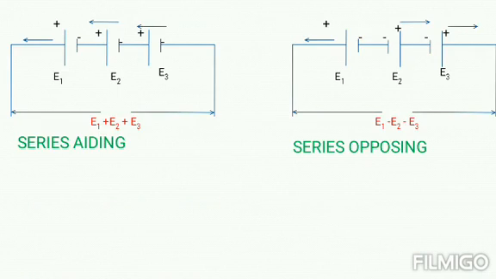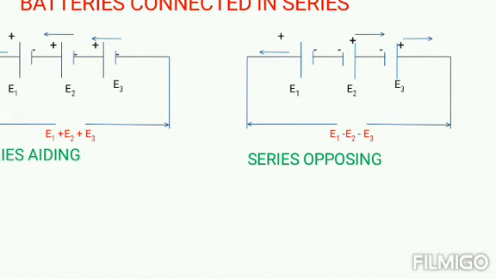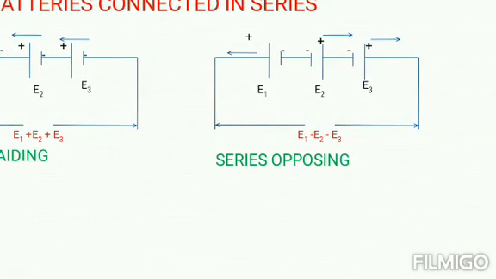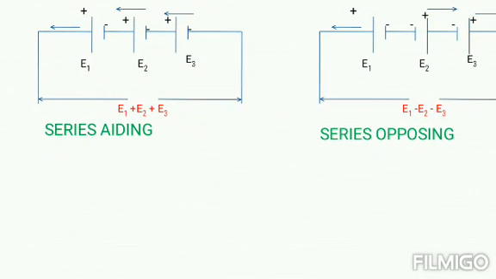And come to this example where E2 and E3 are trying to send the current in the opposite direction to that of E1. Hence, E2 and E3 are said to be connected in series opposing to E1. The resultant EMF here will be equal to E1 minus E2 minus E3.